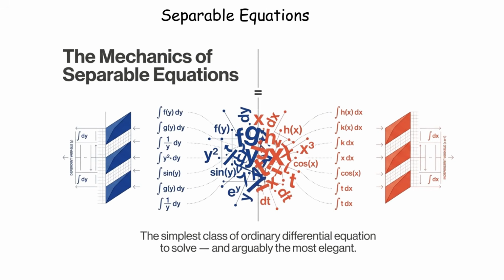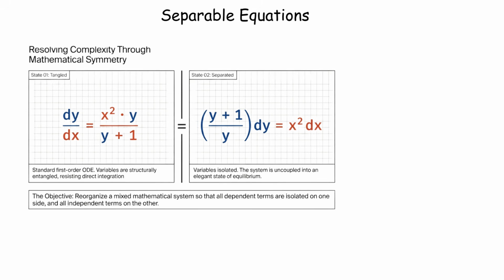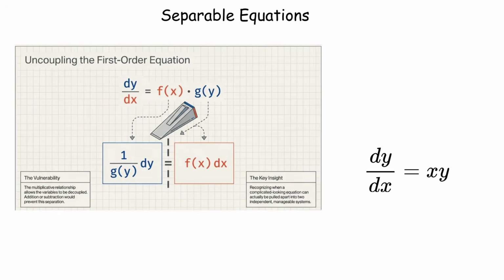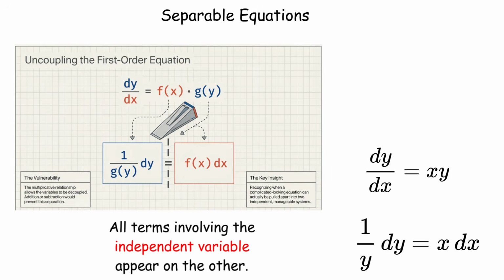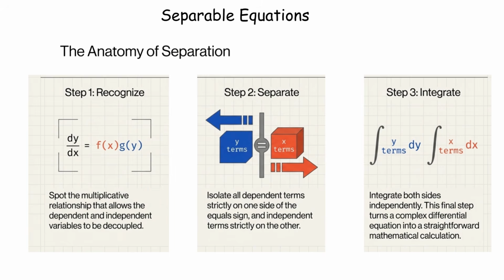A separable equation is the simplest class of ODE to solve and arguably the most elegant. It is a first-order equation that can be rewritten so that all terms involving the dependent variable appear on one side, and all terms involving the independent variable appear on the other. Once separated, both sides can be integrated independently, turning a differential equation into a straightforward calculation.